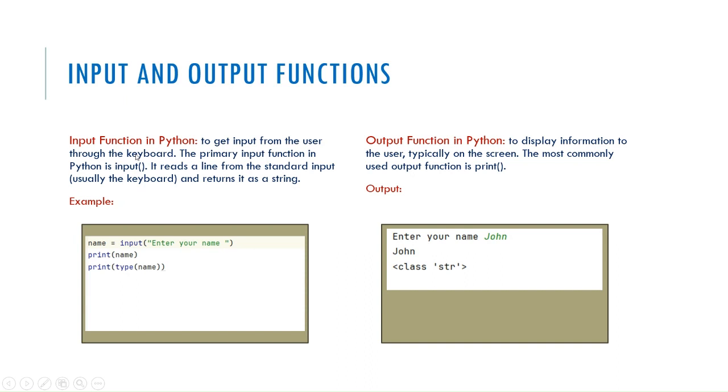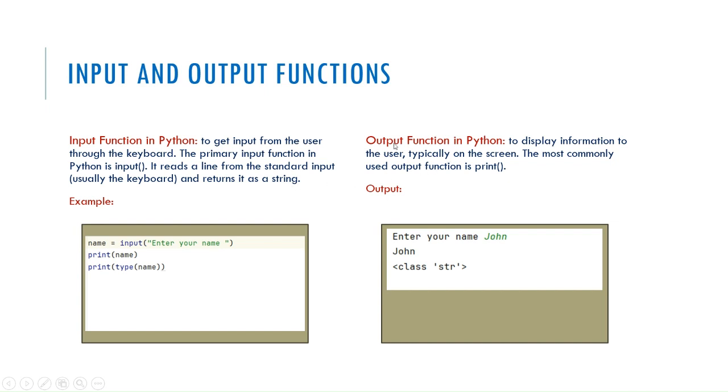The basic input function in Python is input and the basic output function in Python is print. The input function in Python is used to get input from the user through the keyboard. And we have to note that whatever is accessed through input function is by default of string data type.